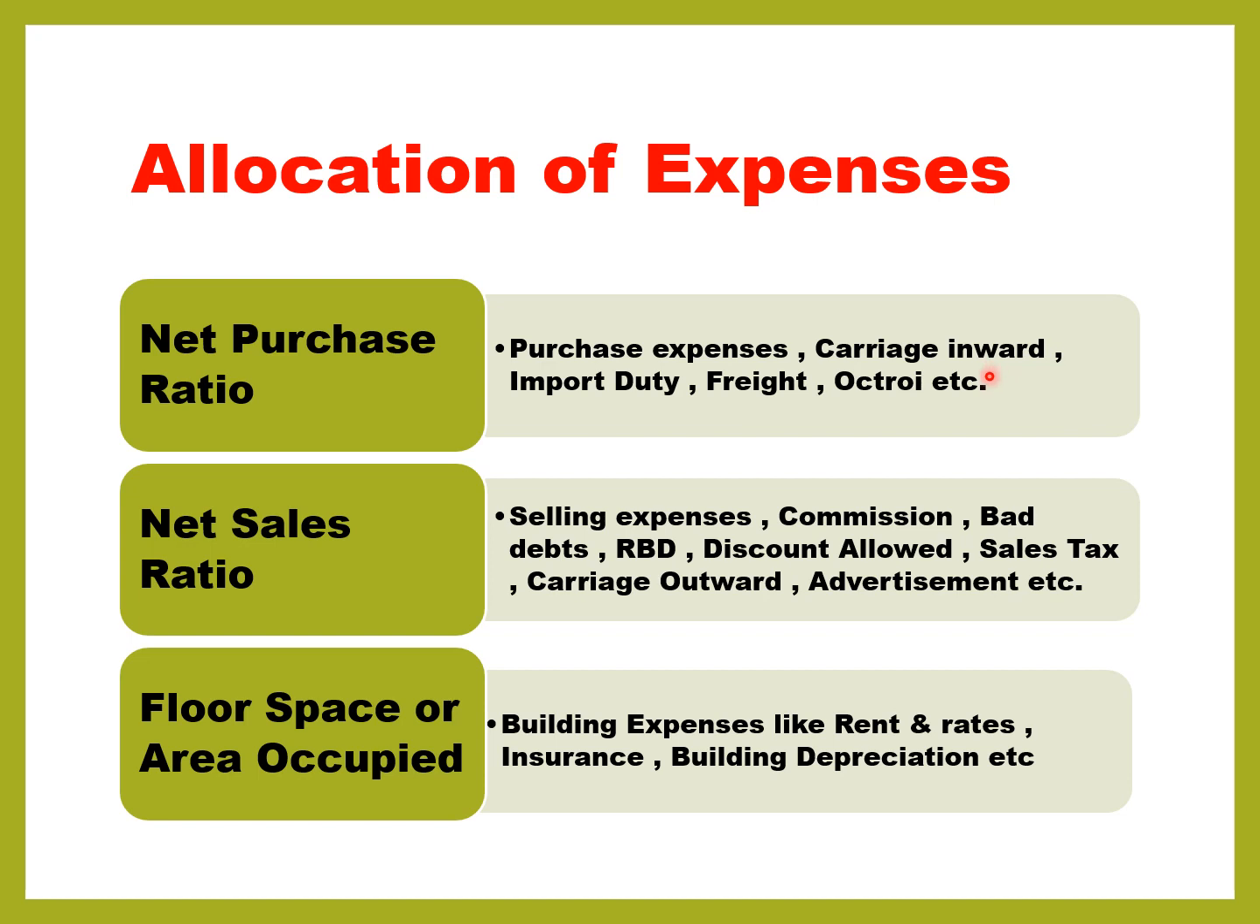So let me make a clarification, students. Carriage inward, here at the bottom we have carriage outward. Carriage inward is a transport expense on goods purchased. Carriage outward is a transport expense on goods sold.